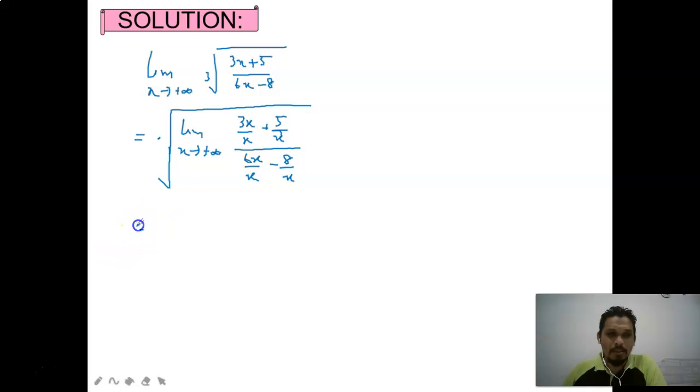So then, now let's see, x divided by x equal to 1, 5 divided by x, when x approaching to positive infinity equal to 0, then this also gives you 0, and x divided by x equal to 1.